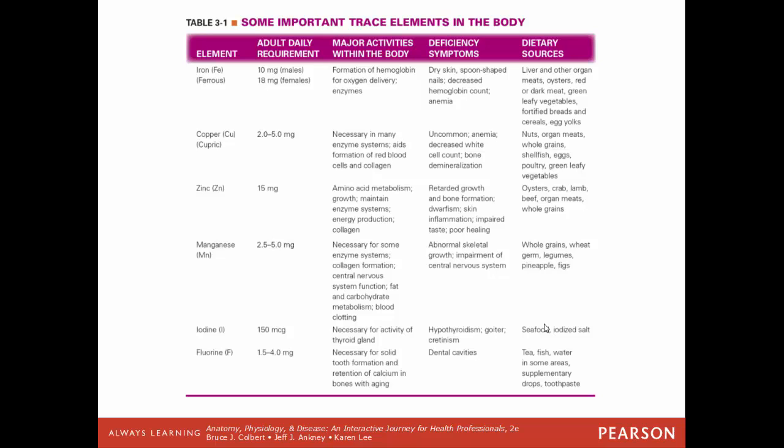Right, here are some common elements that are required in your daily diet. Iron, symbol Fe, because of its Latin name ferrous, and how much your daily requirement should be, and its role within the body. And also what happens if you get too little of each individual element. So you have iron here, you have copper, abbreviated by symbol Cu for copper.